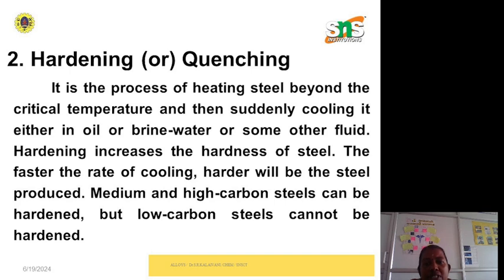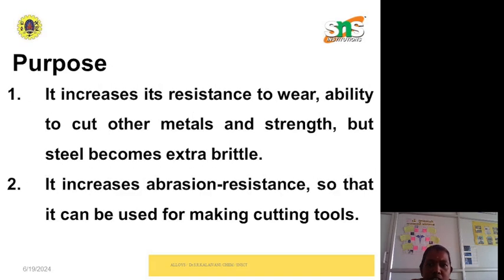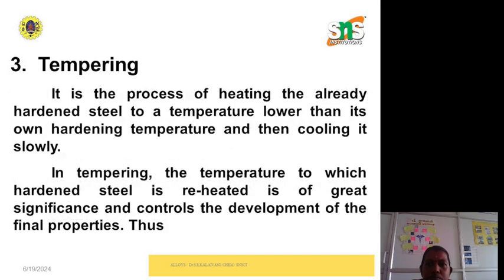Medium and high carbon steels can be hardened, but low carbon steels cannot be hardened by the hardening or quenching process. The main purpose of quenching is that it increases resistance to wear, ability to cut other metals, and strength, but steel becomes extra brittle. It increases abrasion resistance so that it can be used for making cutting tools.